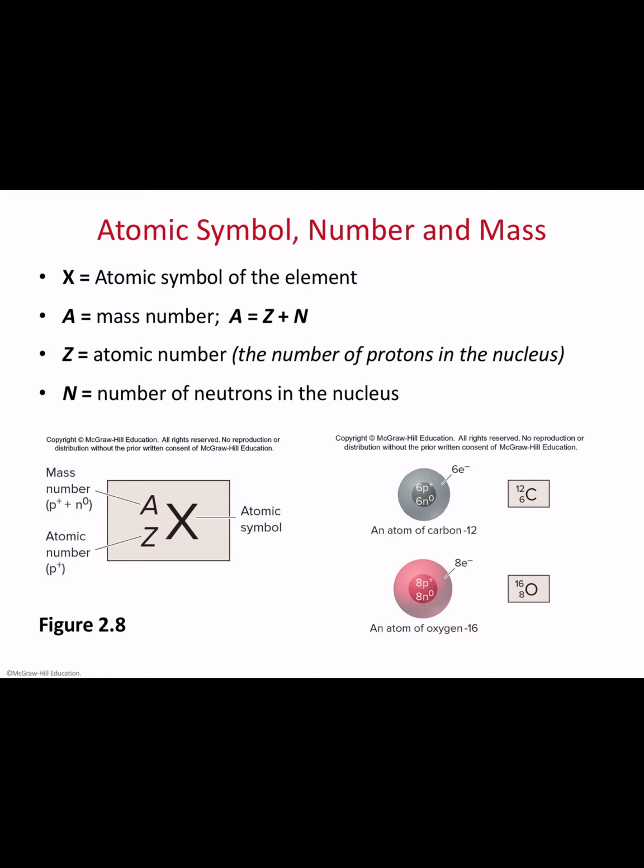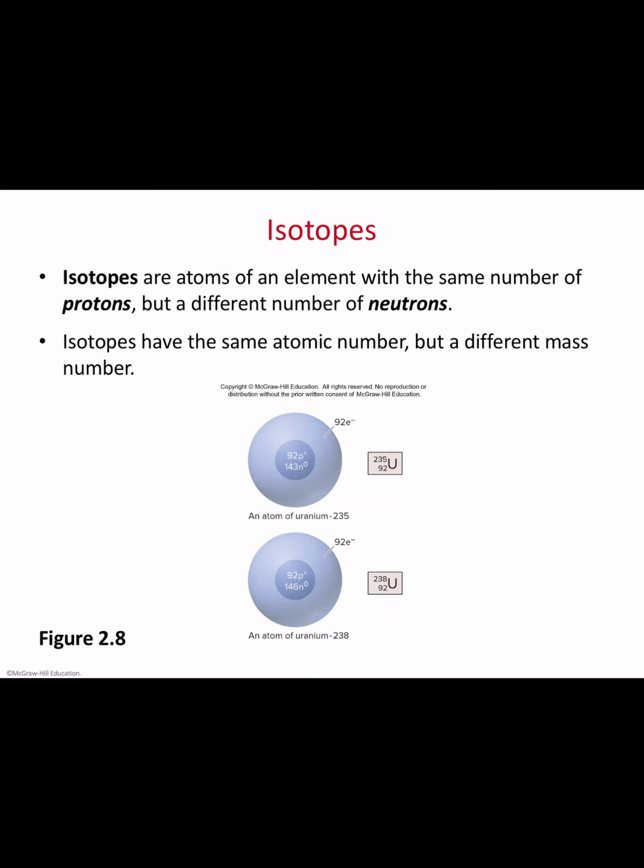And then we also have isotopes. So what are isotopes? Isotopes are atoms of an element with the same number of protons, but they have a different number of neutrons. Isotopes have the same atomic number, but a different mass number. Because if the number of neutrons is different, the mass is going to change.